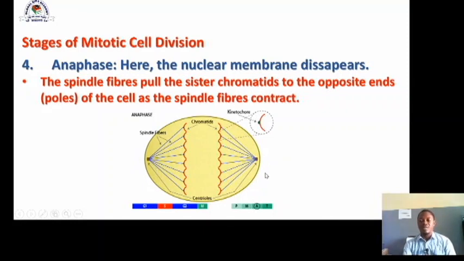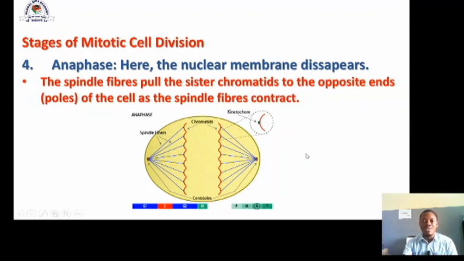In other words, the major feature of this particular phase of mitotic cell division is that the spindle fibers become attached. As they become attached, they start to contract, and as they contract, they pull the chromatids apart at the center towards the opposite poles. So when you see this picture, you will immediately recognize the anaphase of mitotic cell division.